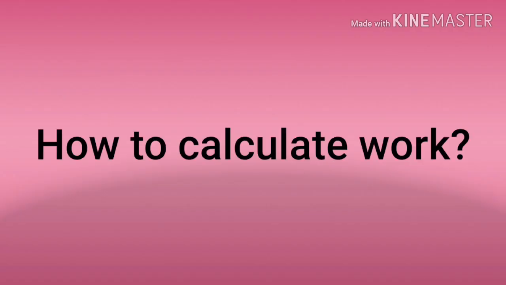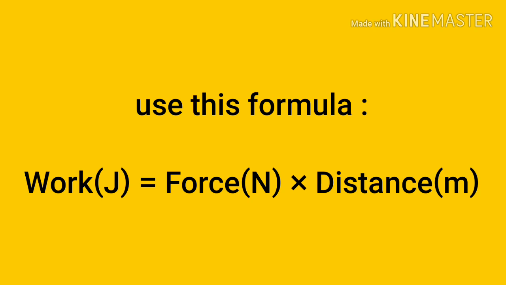Now, how to calculate work? كيف نحسب الورك؟ We use this formula. نستخدم هذه المعادلة. نكتب work (joule) equal force (newton) times distance (meter). الunits of work هي جول. Force اليونت اللي لها بتقاس بالنيوتن. Distance بالمتر.